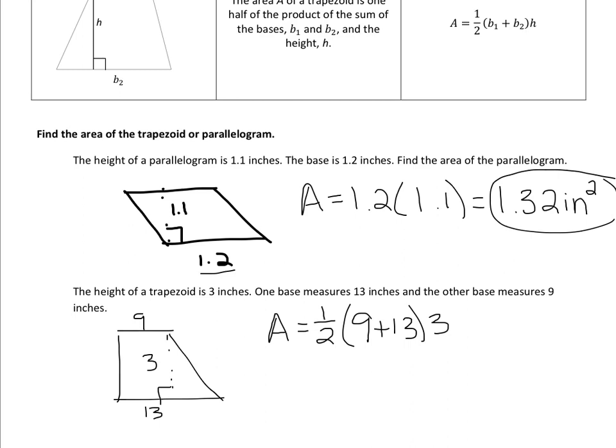Now we always want to use order of operations, so between multiplication, addition, and parentheses, hopefully you're identifying that we do need to do the parentheses first. So I'm going to take 1/2 times 22 times 3. And now I have all multiplication, so I can just work left to right. 1/2 of 22 is 11, and 11 times 3 gives me 33 inches squared.